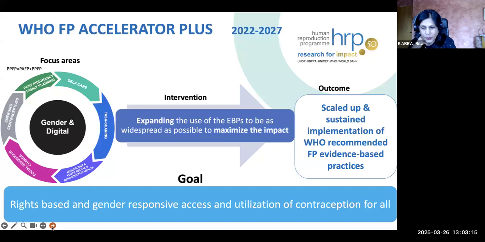Next, please. Here we just wanted to emphasize that the idea here is how to scale up and sustain implementation of WHO recommended family planning evidence practices. And this whole work is being done under the project which we call the WHO FP Accelerator Plus project, which has 6 focus areas. And you can see them: post-pregnancy family planning, which includes both post-abortion as well as postpartum. It talks about self-care, task sharing, adolescent, youth sexual reproductive health, social behavioral change, and emerging contraceptives. And throughout these processes, gender and digital interventions have been integrated.